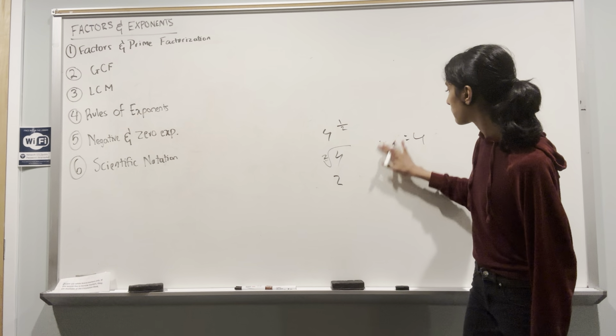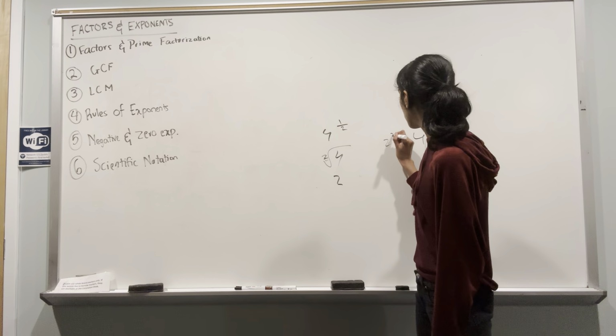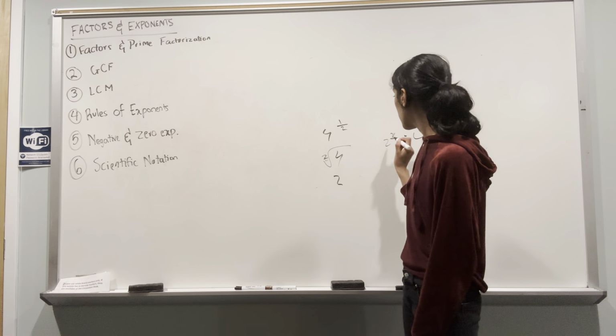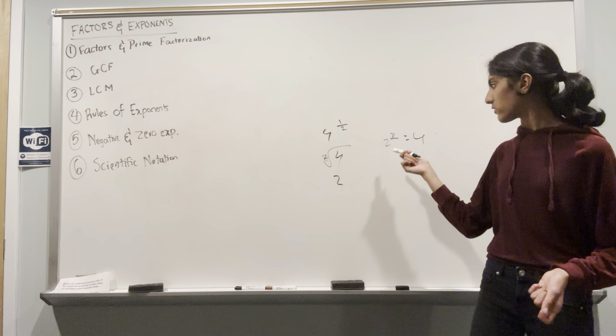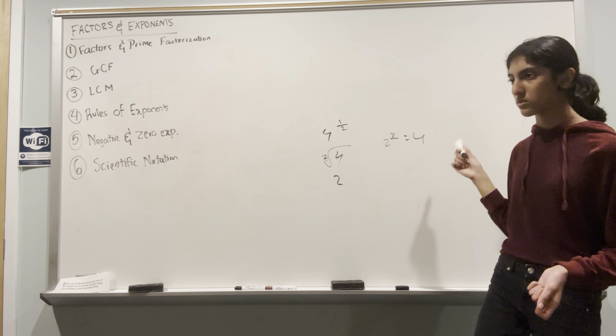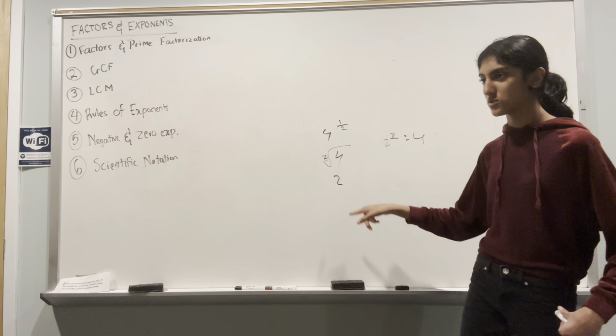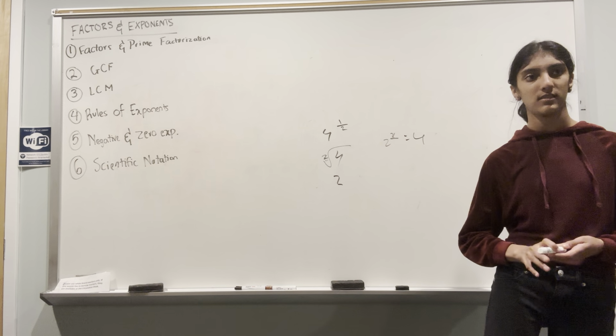Sorry, I wrote that the opposite way. It's 2 to the x is equal to 4. So I'm basically trying to find, what to the power of 2 is equal to 4, which is 2. So the square root of 4 is equal to 2. Does that make sense? Yes.